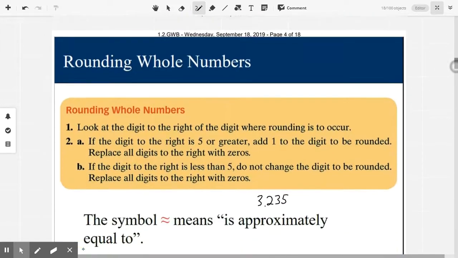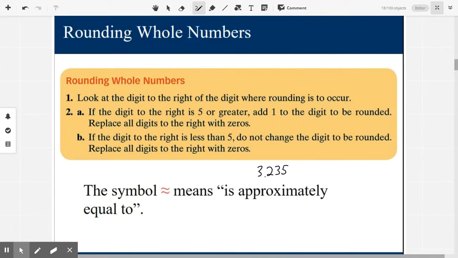Next slide. All right, so rounding whole numbers. We have a little bit of trouble with this from time to time because we haven't done it a whole lot lately. But when we are rounding numbers, you look at the digit to the right of the digit where rounding is to occur. If the digit to the right is 5 or greater, you add 1 to the digit to be rounded and replace all the digits to the right of that with zeros. If the digit to the right is less than 5, you do not change the digit and you replace all the digits to the right with zeros.